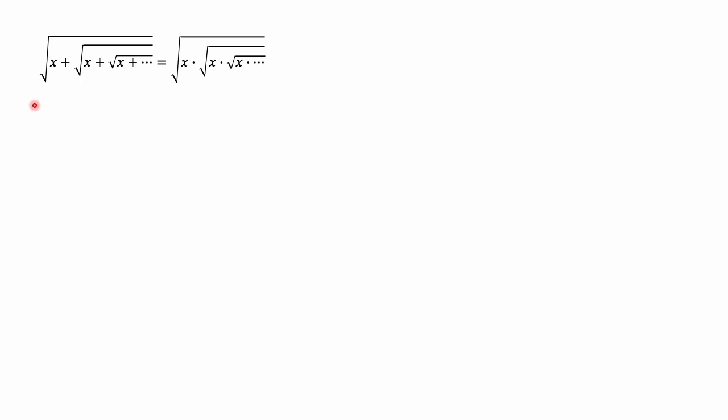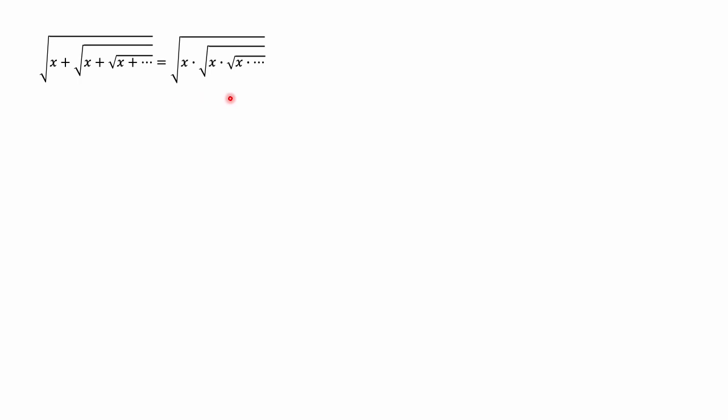Today we have a very interesting equation. We need to find x here, but what we have on the left hand side and on the right hand side is kind of an infinite procedure. So on the left we have something, we're adding x, taking square root, adding x, taking square root, and so on. We repeat this until infinity.